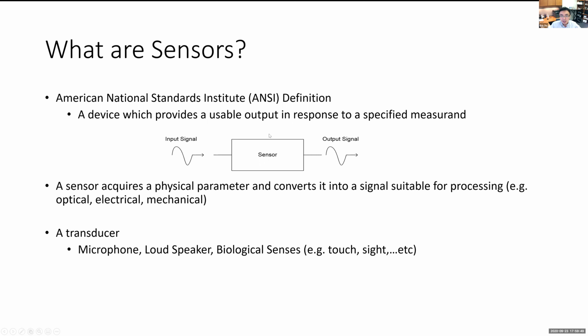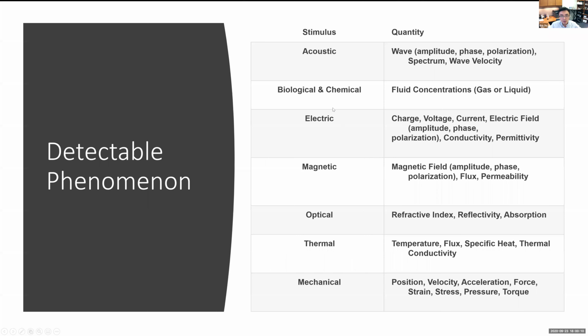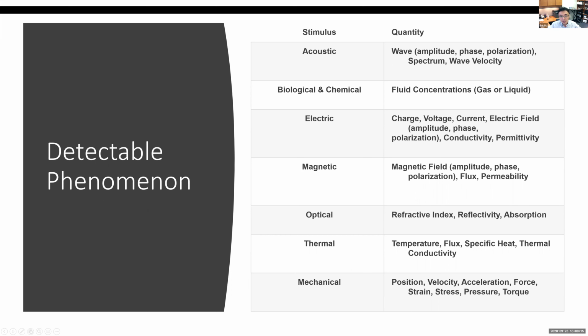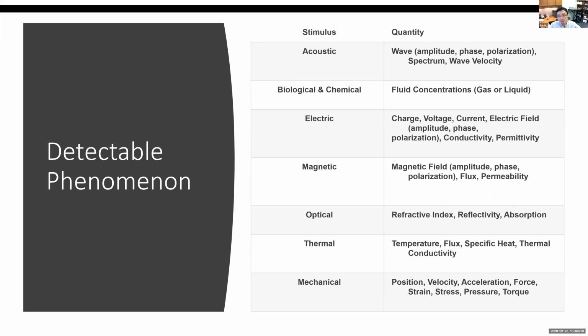Sensors can be categorized based on their functions, but also based on what physical signals they are reading. So it's a transducer, a transformer or transducer. Basically, it transfers the physical signal into something useful. These are the detectable physical signals in our world, which are also the stimuli for our sensors, right?